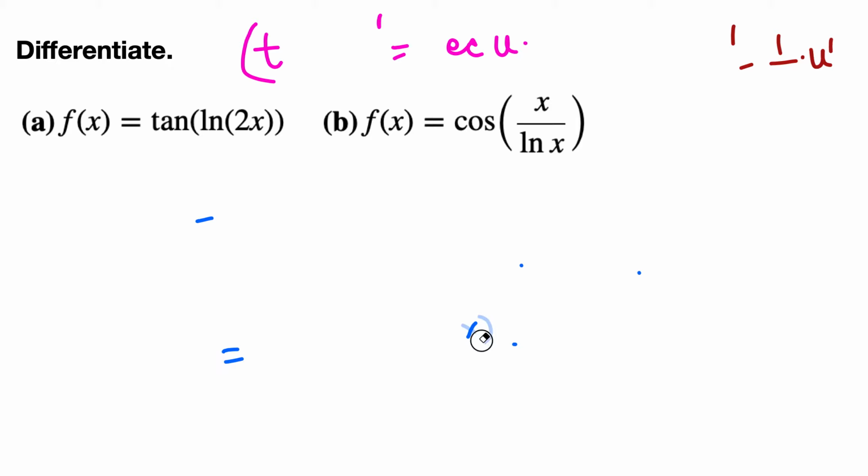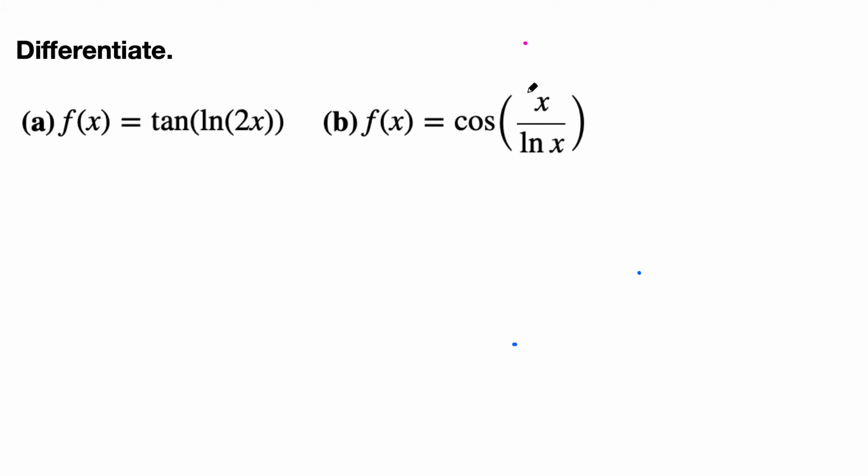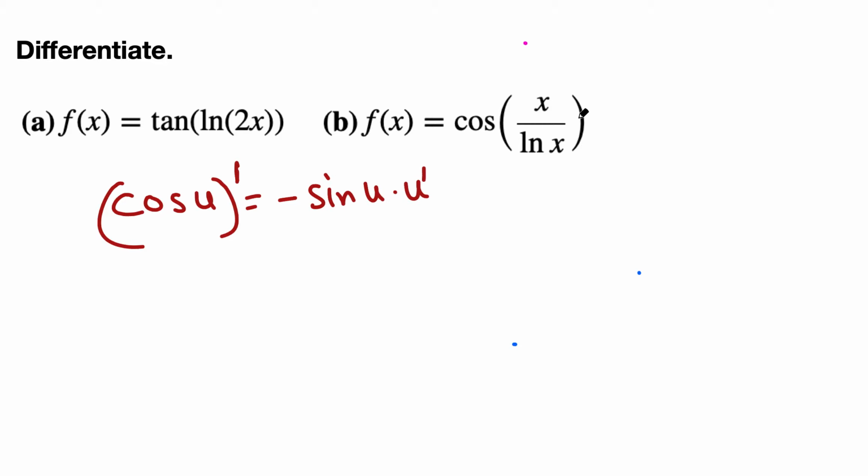Okay, in part B we got cosine of something. Okay, cosine of something means inside function we always say u. So this reads cosine of u, and we know that whenever we have cosine of u, its derivative is negative sine u times u prime. So this fraction is u.